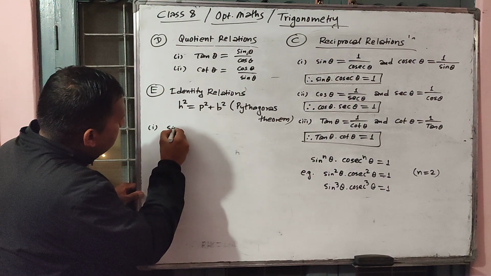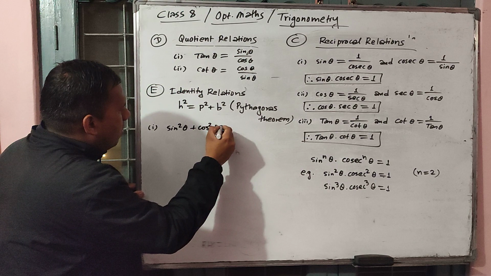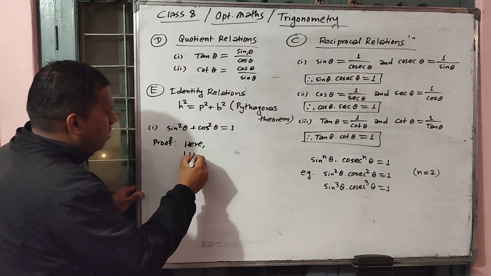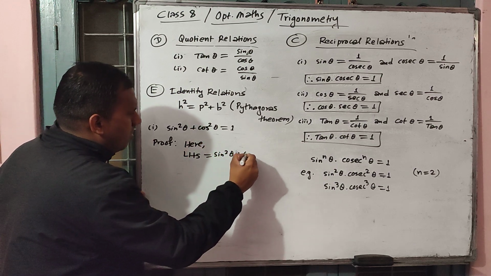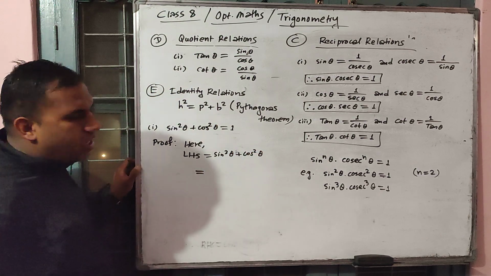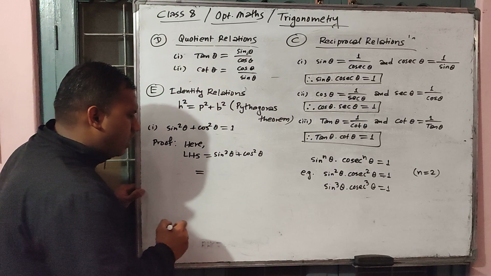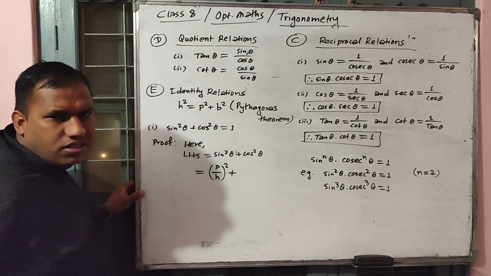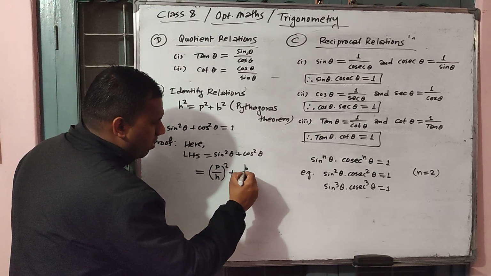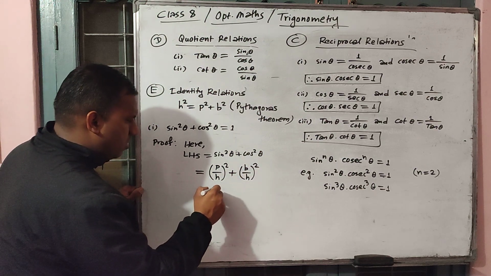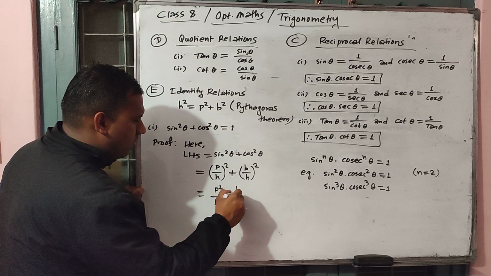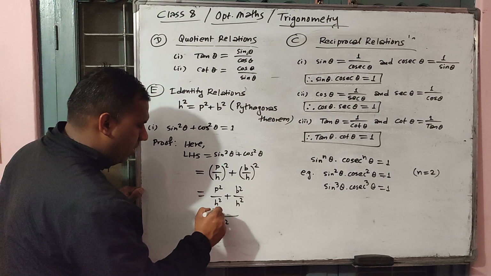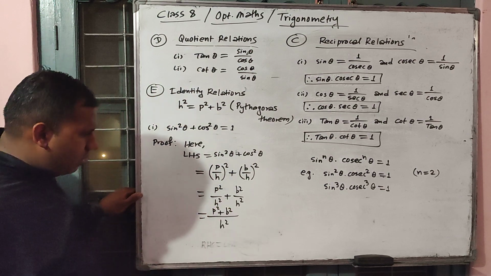First is sin square theta plus cos square theta equal to 1. Now its proof. Here, LHS is sin square theta plus cos square theta. Since sin theta is p by h, sin square theta is p by h whole square. Cos theta is b by h, so cos square theta is b by h whole square. Now this is p square upon h square plus b square upon h square. After taking h square as LCM, we can write p square plus b square all upon h square.